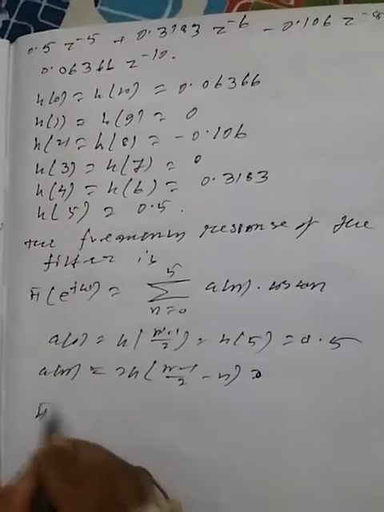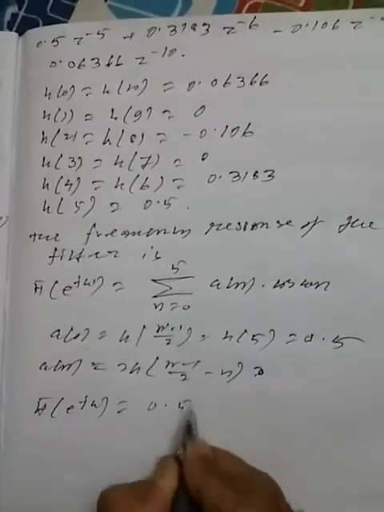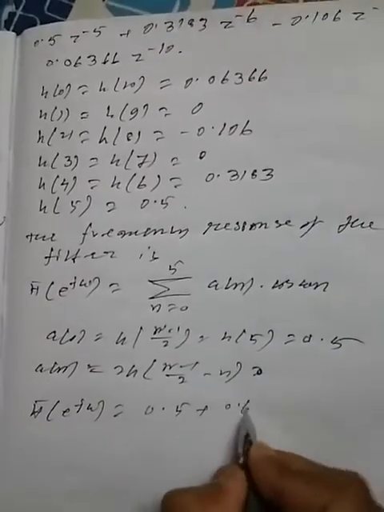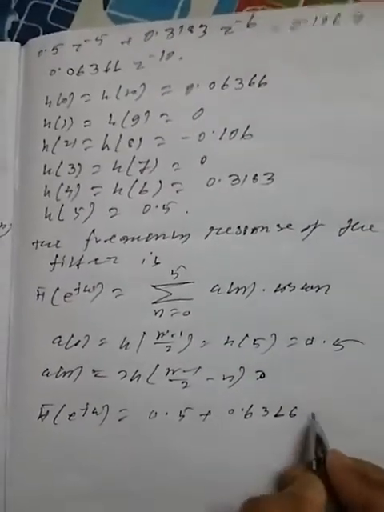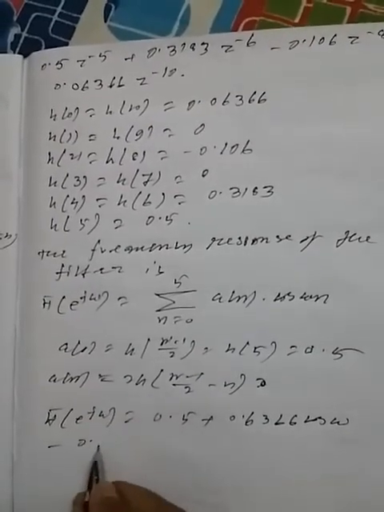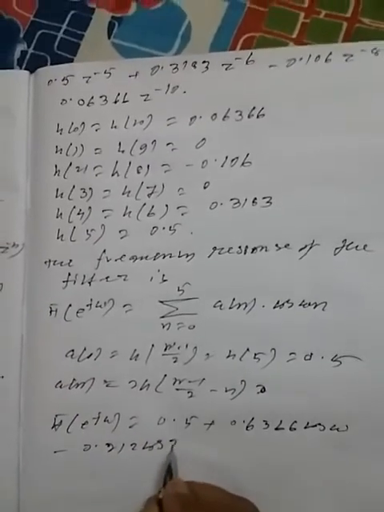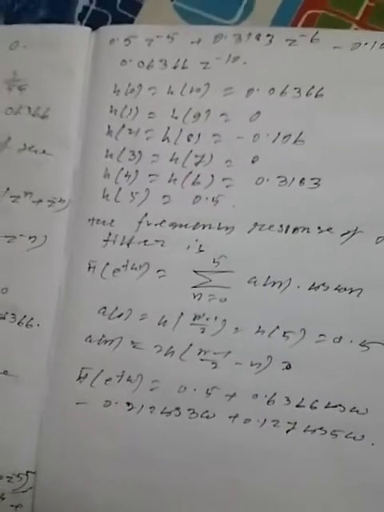So the value will be H of e to the power j omega equal to 0.5 plus 0.6366 cos omega minus 0.212 cos 3 omega plus cos. So this is the value.